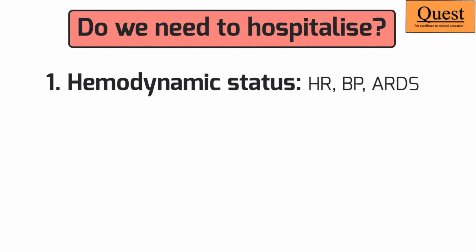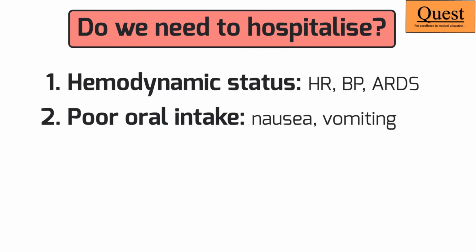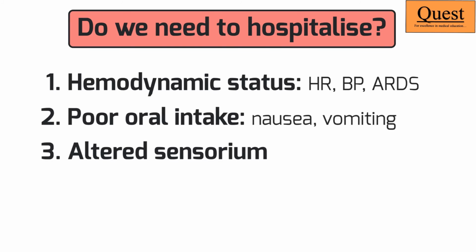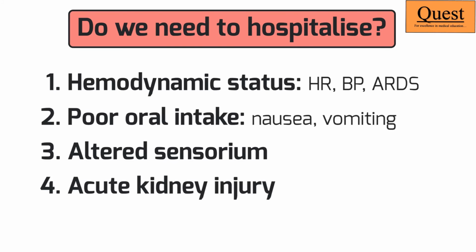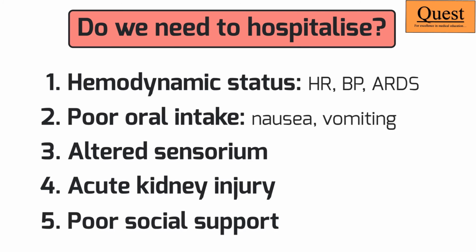That would typically be a patient who is hemodynamically unstable. We need to look at the heart rate, patient in shock, or a patient having ARDS. A patient who has poor oral intake could be because of nausea or vomiting. A patient who has an altered neurological status. A patient who has renal injury, or sometimes simply because the patient has a poor social support.